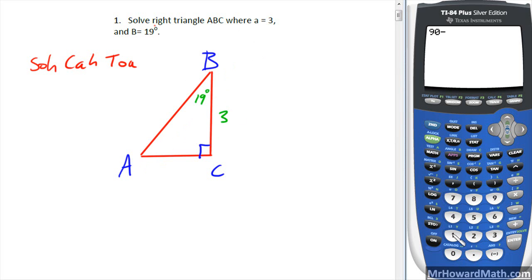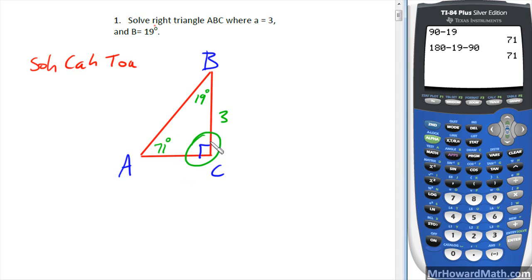So we can just find angle A quickly. 90 minus 19 is 71 degrees. So angle A is 71 degrees. So all three angles are accounted for. Now we just need the other two sides. Remember, I could have done this 180 minus 19 minus 90, and I would still get the 71. It's just a shortcut in a right triangle. You already know that 90 of the 180 is taken up by this angle, so you just take the other angle they give you and subtract it from 90, and that's just a shortcut the way I did it here.